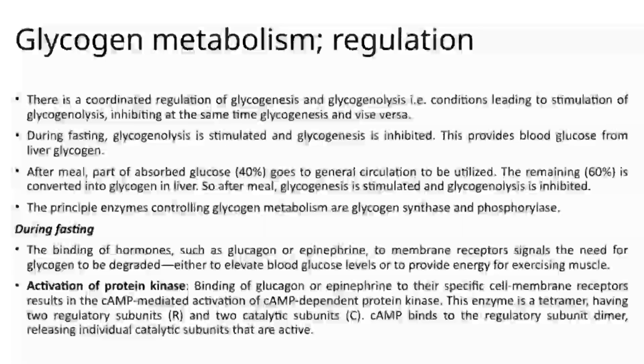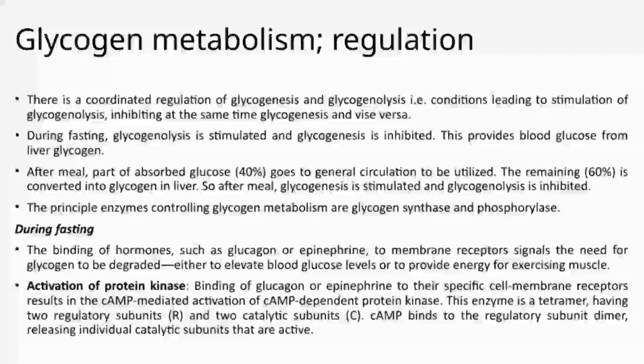Now, focusing on fasting, when energy is needed, hormones like glucagon and epinephrine come into play. They bind to specific receptors on cell membranes, signaling the need to mobilize glycogen stores. This binding activates a cascade involving cAMP, which then activates protein kinase. This enzyme is made up of 2 regulatory and 2 catalytic subunits. When cAMP binds to the regulatory subunits, it releases the catalytic subunits, activating them. This activation ultimately leads to the breakdown of glycogen, raising blood glucose levels or providing energy for muscles during exercise.